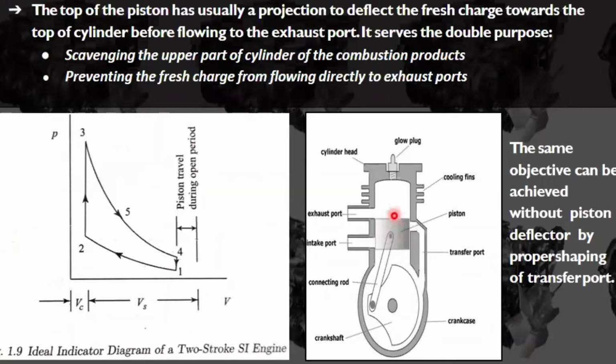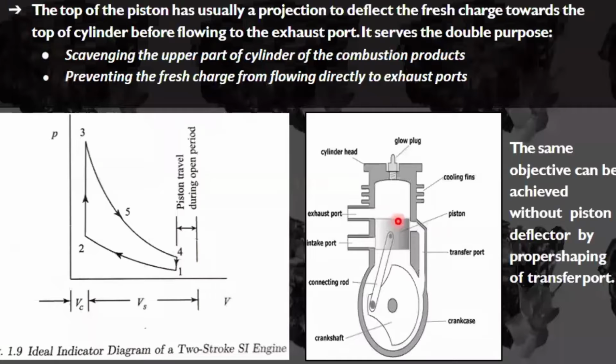During the expansion stroke, whenever this transfer port is going to open, the piston is going to travel from top dead center to bottom dead center. Whenever the piston is around here, there will be some opening in the transfer port. Because of that opening, the air-fuel mixture or air is going to get into this combustion chamber. There is a chance of the gases leaving through this exhaust port.